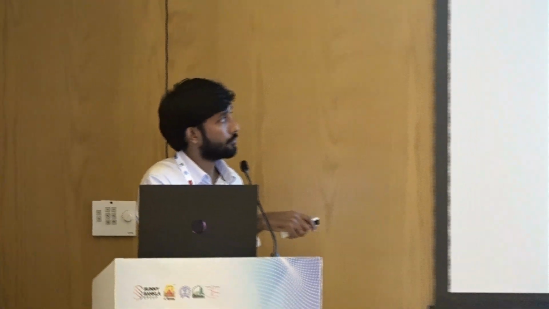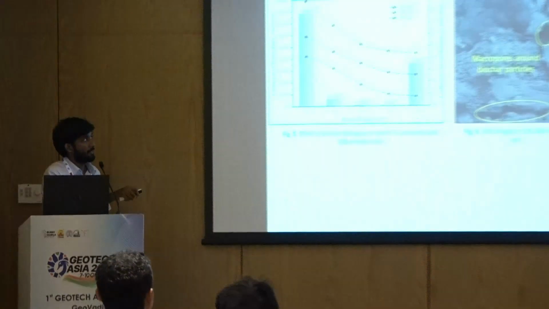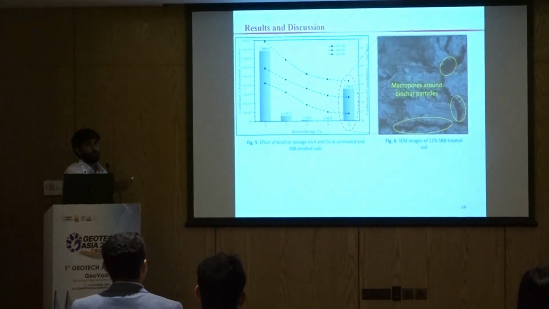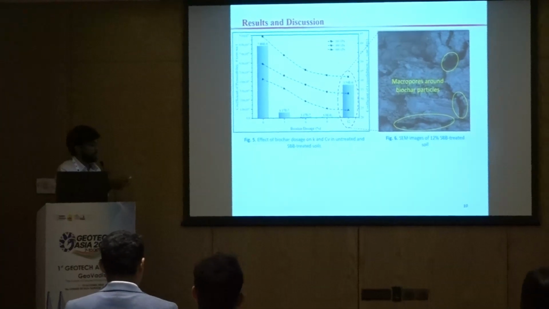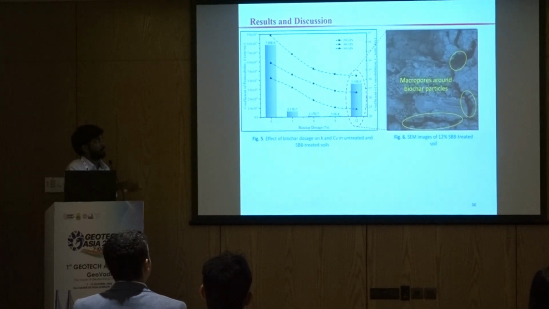Then the coefficient of permeability was also determined with increasing biochar dosage. The permeability coefficient was reduced to around 3.3 × 10^-8 centimeter per second. But after that, a further increase was observed at 12% dosage. That was attributed to the formation of cracks around the biochar particles after drying. So this is the reason for the increase in permeability at higher dosages.